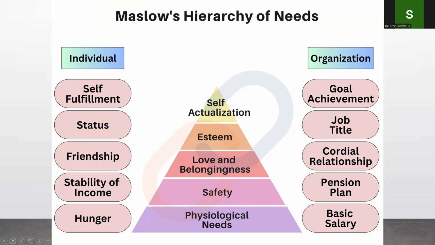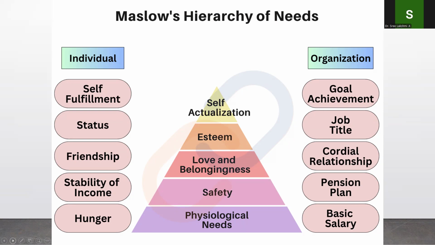The third layer we have is love and belongingness needs. This level addresses the human need for social connection and interaction. It includes the need for friendship, family bonds, intimacy, trust, affection, and a sense of being part of a group.